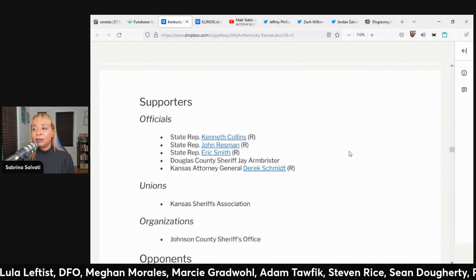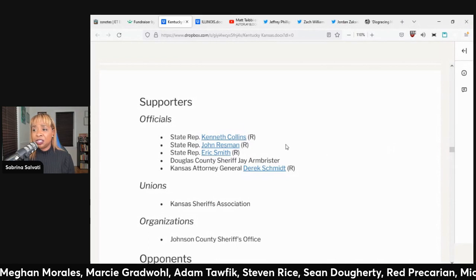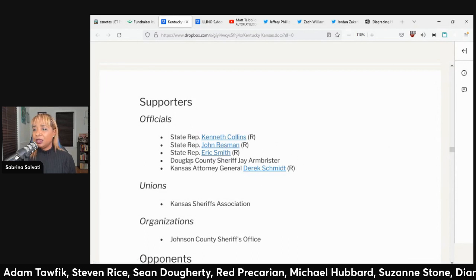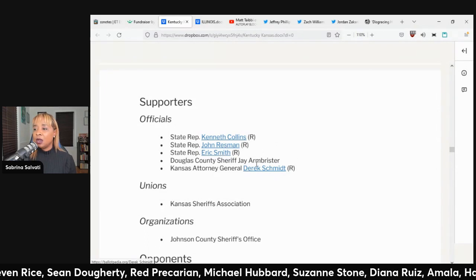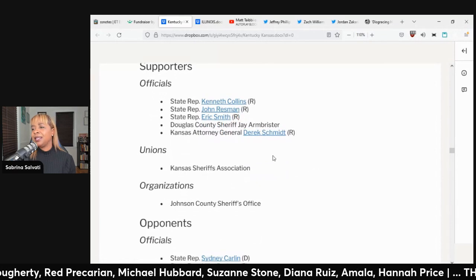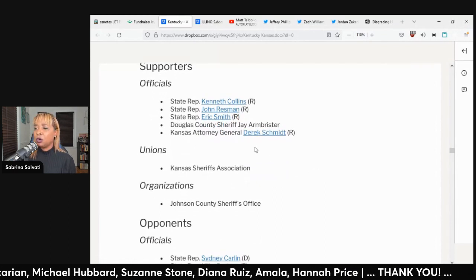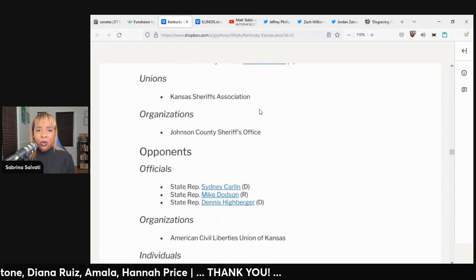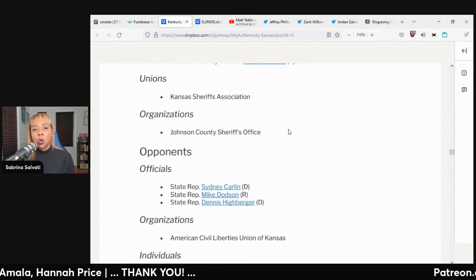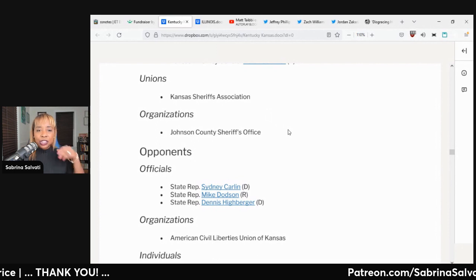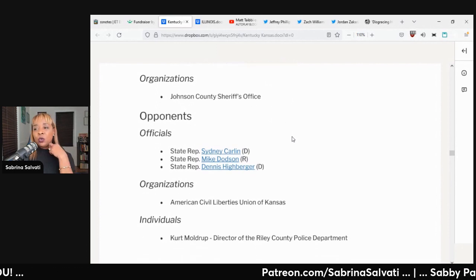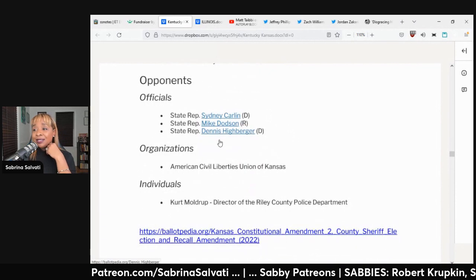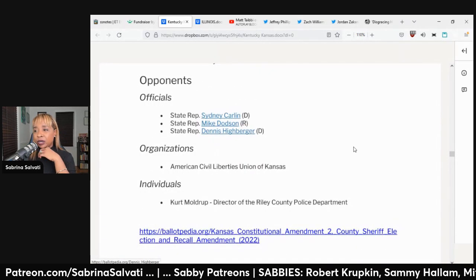Who supported it? Mainly the Republican politicians: Kenneth Collins, John Ressman, Eric Smith, Douglas County Sheriff Jay Armbrister, that's an interesting last name, and Kansas Attorney General Derek Schmidt. Unions that supported it as well: Kansas Sheriff's Association, organizations, Johnson County Sheriff's Office. Opponents who opposed this bad boy: Sidney Carlin, Mike Dodson, and Dennis Heiberger.